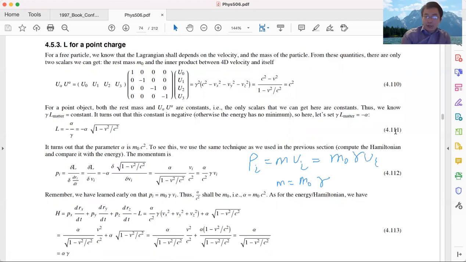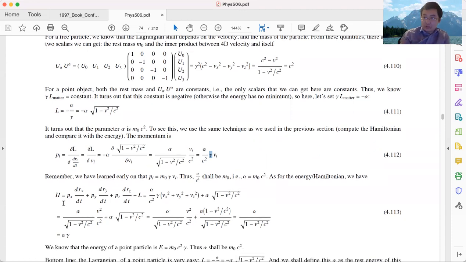If we compare this conclusion with what we find here, we see v_i, we see gamma, which means this alpha over c squared is a constant, and this constant must be the rest mass of my particle. We just call this constant the rest mass of my particle. Then I recover the definition of momentum we learned earlier: rest mass times gamma times velocity. So that's the momentum. Once we know the momentum, we can immediately get the Hamiltonian, or the energy of my particle.